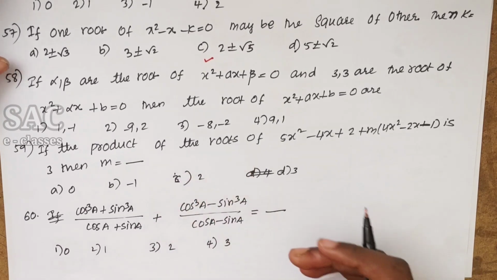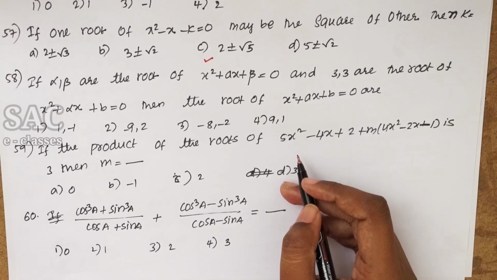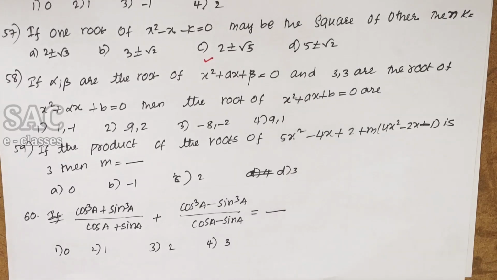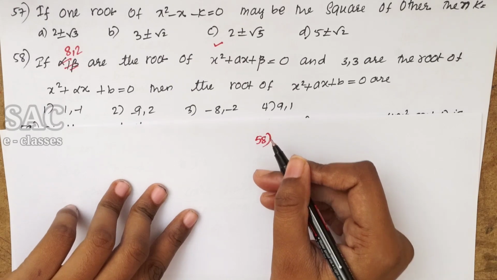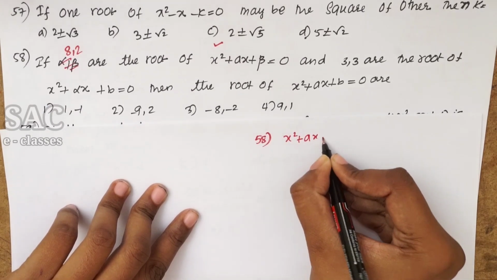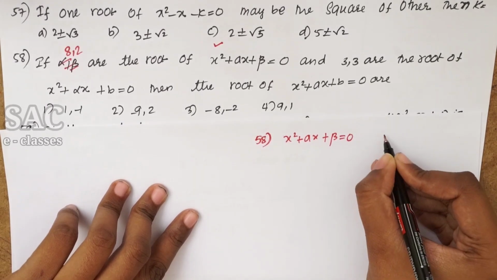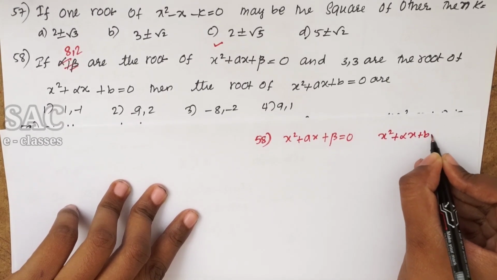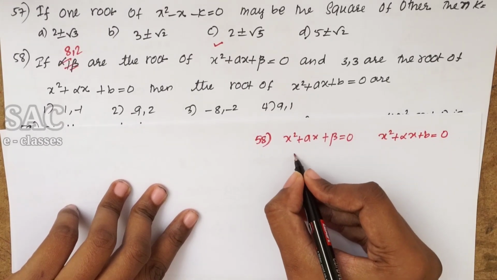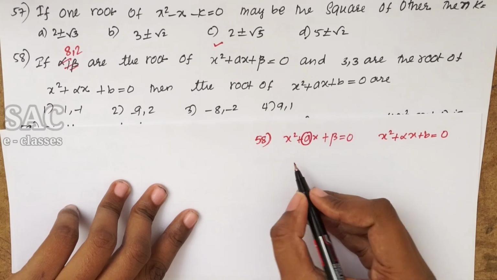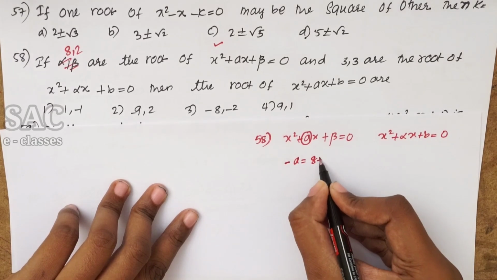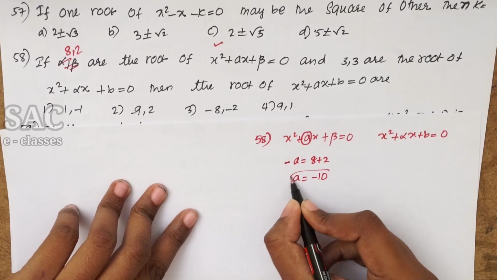Now coming to the 58th problem. Alpha and beta are the roots of x square plus ax plus b equal to 0. If 8, 2 are the roots of x square plus ax plus b equal to 0, and 3, 3 are the roots of x square plus alpha x plus b equal to 0. Now you are going to learn the sum of the roots for the first equation: minus a equal to 8 plus 2. Then a equal to minus 10.